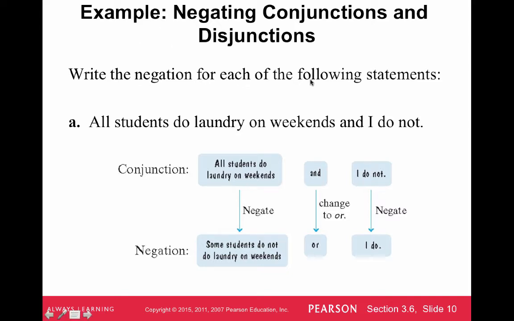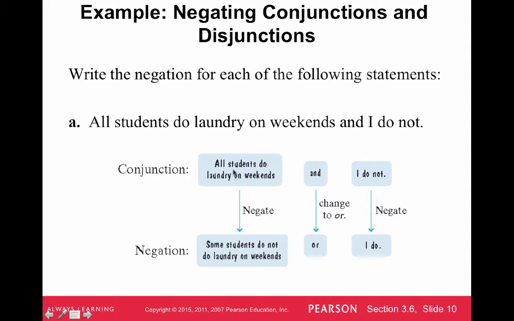It says, write the negation for each of the following statements. It says, all students do laundry on weekends and I do not. This is a conjunction, an and statement. So if we're going to negate it, we basically turn it into an or statement and we negate both of the simple statements. The negation of all students do laundry is some students do not do laundry. That's something that we went over, a quantified term, in 3.1.